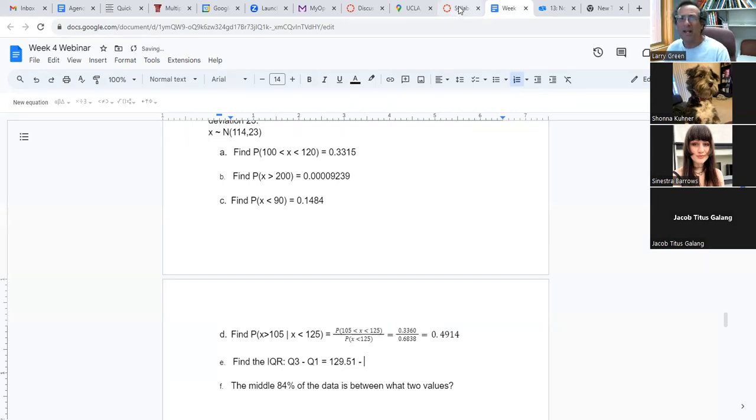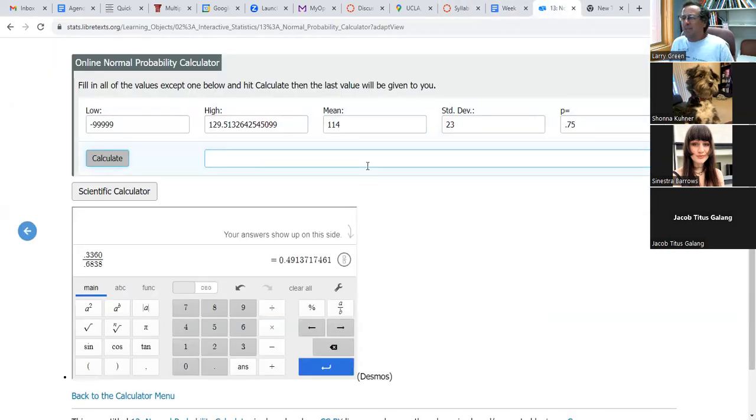Okay, now we need to subtract Q1. What does Q1 mean? Remember, that means 25% is less than that value. So what's the low? Yep, still negative 99999. What's the high? Yeah, the high we don't know, so we leave it blank because we're trying to find that out. The mean and standard deviation were in the same problem, so that hasn't changed. And what's the p this time? 0.25. And I hit calculate and get 98.49.